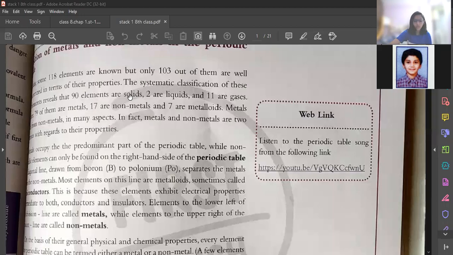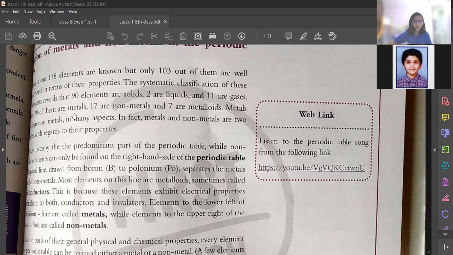In that also, 79 of them are metals. Almost 78% of the periodic table is metals only. How much percentage of the periodic table is metals? 78%. Remaining 22% contains non-metals and the metalloids. How many metalloids are there? 7. How many non-metals are there? 17. Clear?